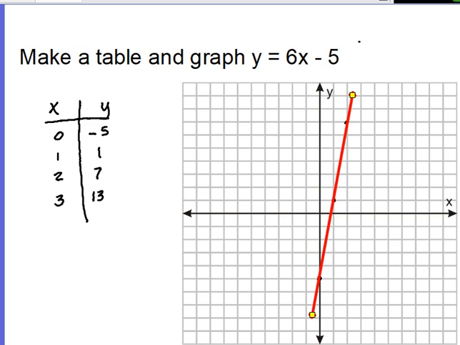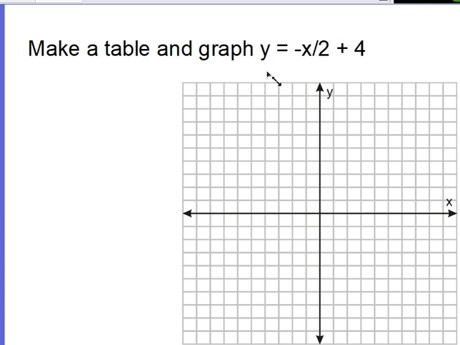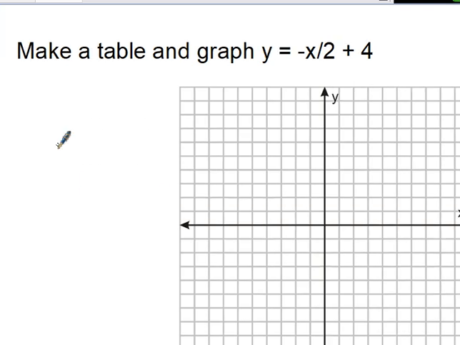Let's try one more. Here's the line y equals negative x divided by 2 plus 4. And again, I want to make a table for this equation, this function, and then I want to use that table to graph the function, or to graph the line. So again, I'm going to have an x column, I'm going to have a y column, and I'm going to pick 4 values of x. Any 4 values of x would work.